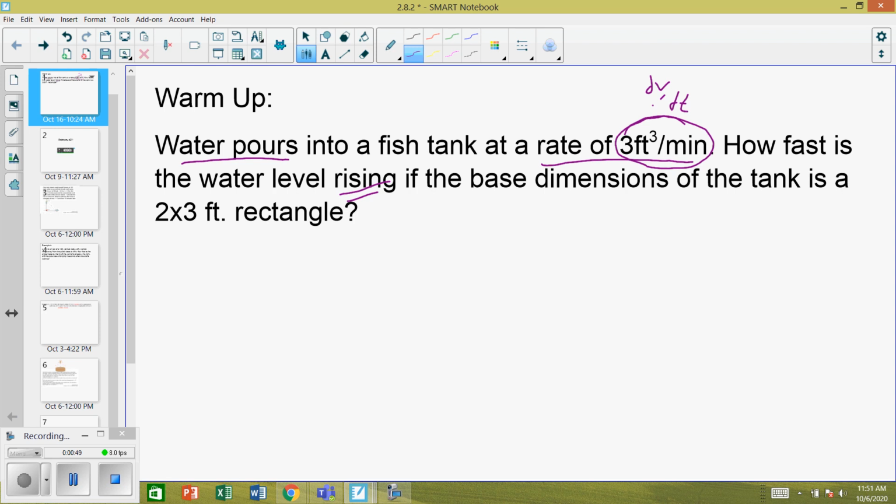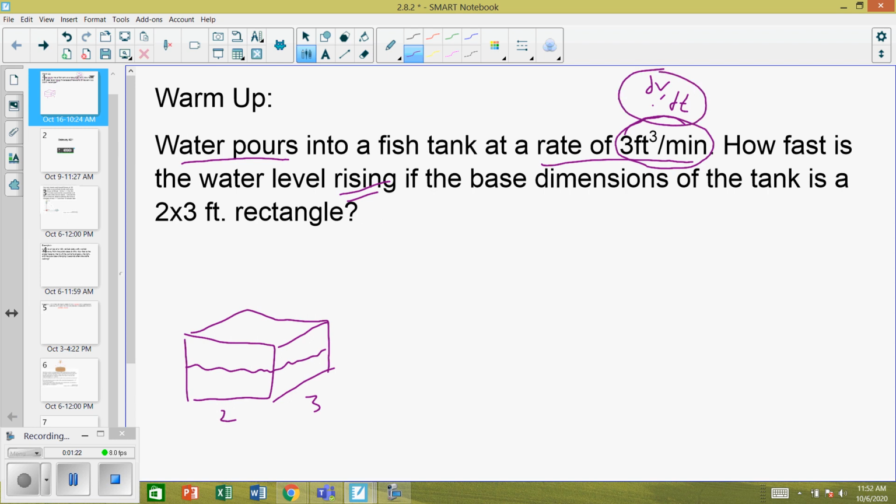If the base dimensions of the tank is a 2 foot by 3 foot rectangle, if I draw this out, 2 feet, 3 feet, so there's your picture, there's your water, and it's rising. Think about that. See if you can do this on your own, and we'll go over the answers tomorrow in class. Just another reminder: dV over dt is volume, and we've got a rectangular prism. So think about volume, rectangular prism. See if you can set that up.